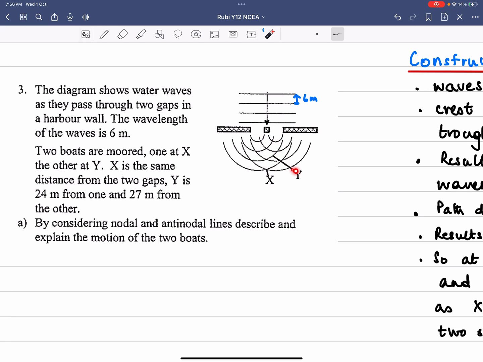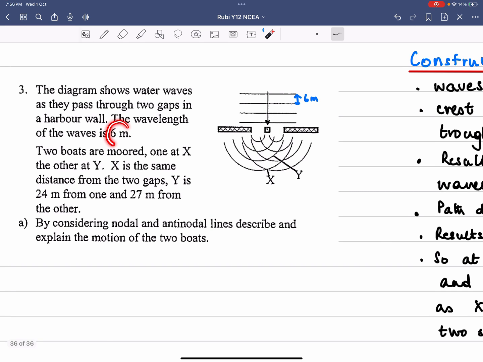Now Y is such that it is 24 meters from one gap and it is 27 meters from the other gap. So the path difference is 27 minus 24, which is 3 meters. One wavelength is 6 meters, but the path difference for Y is 3 meters, which is half a wavelength.